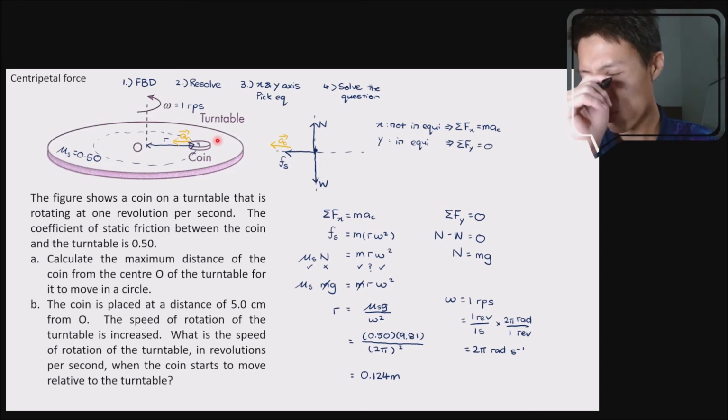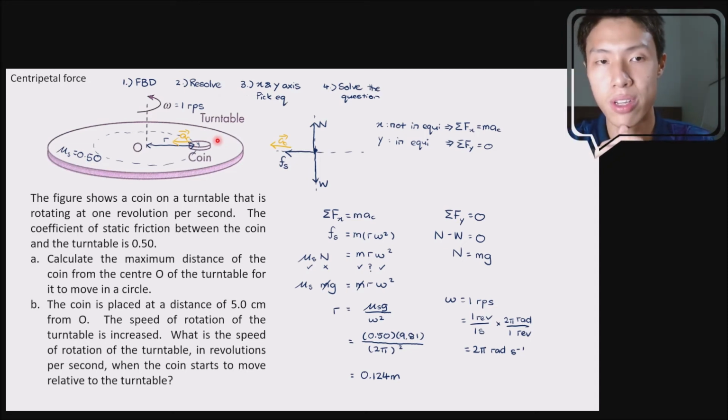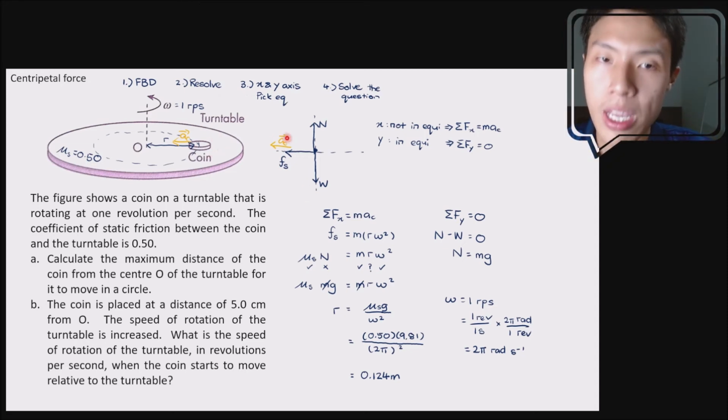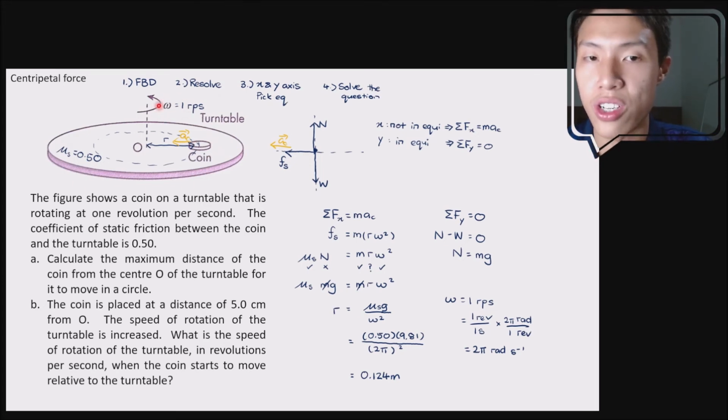To re-explain it again, your turntable here is rotating at omega equals 1 rotation per second. So no matter what, if the coin does not want to slide, it has to keep up with the omega of 1 rotation per second.